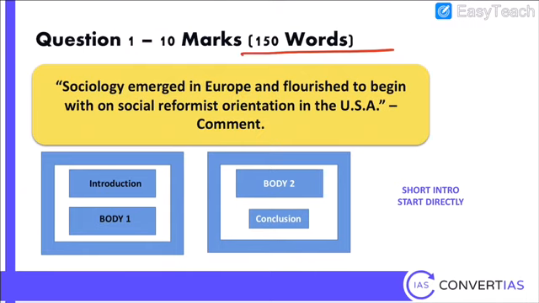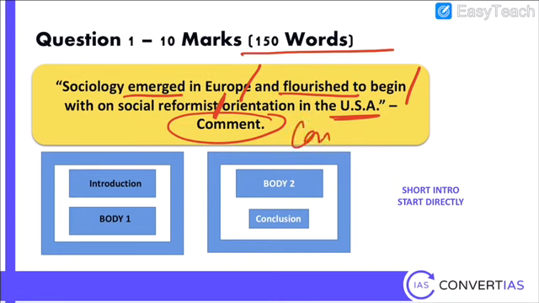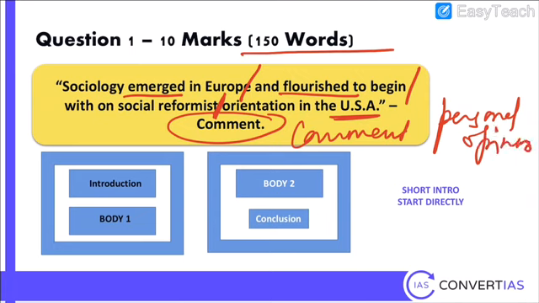The first part is that sociology emerged in Europe. Second, it flourished to begin with. So it emerged and then it flourished. And what was the agenda? The agenda was social reformist. And the final one is in the USA. Now here there is a word written: comment. What does comment mean? It means you have to give your personal opinion, and this personal opinion should not be biased. So you have to write the pros and cons and end it on a neutral note.